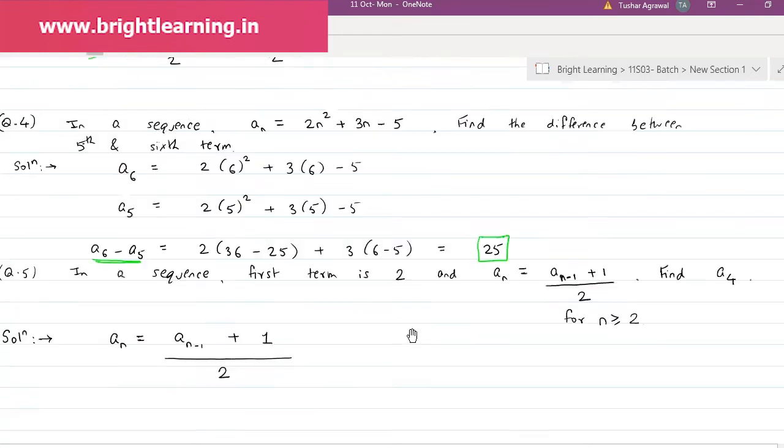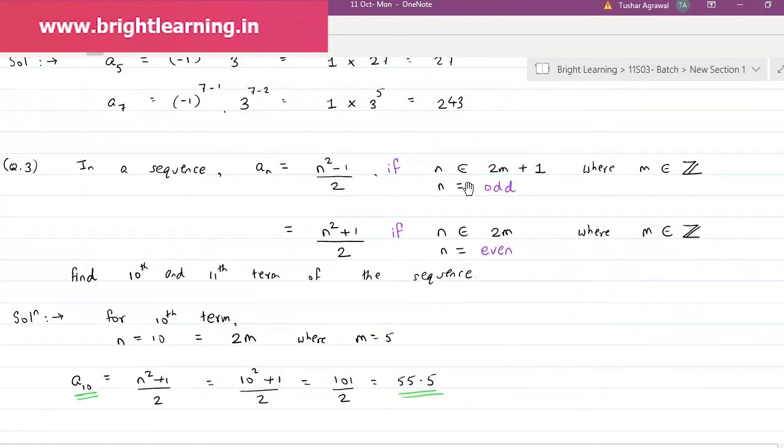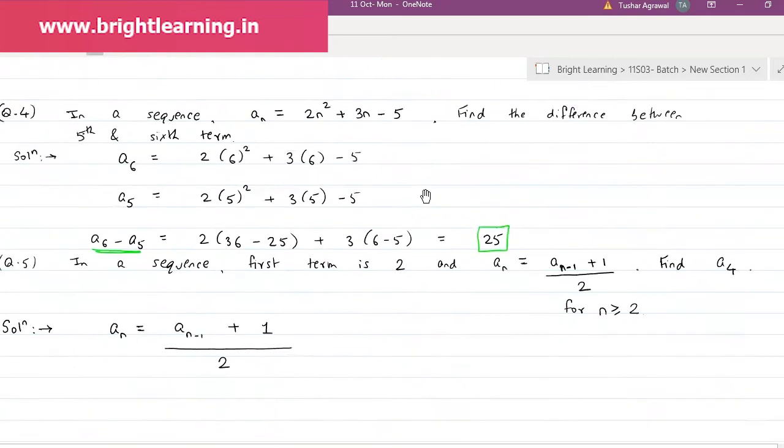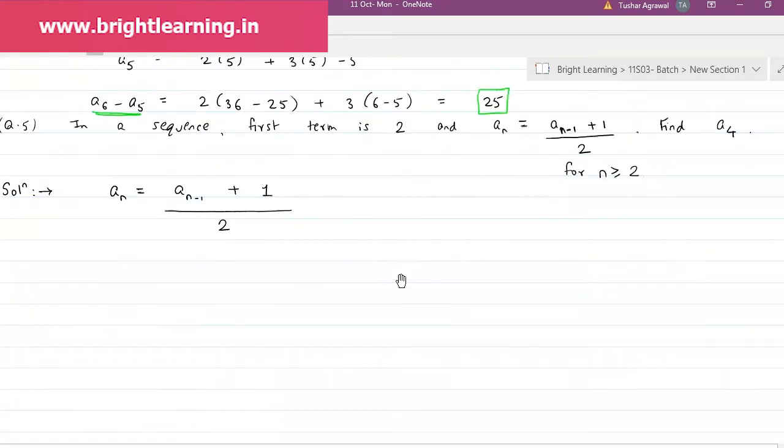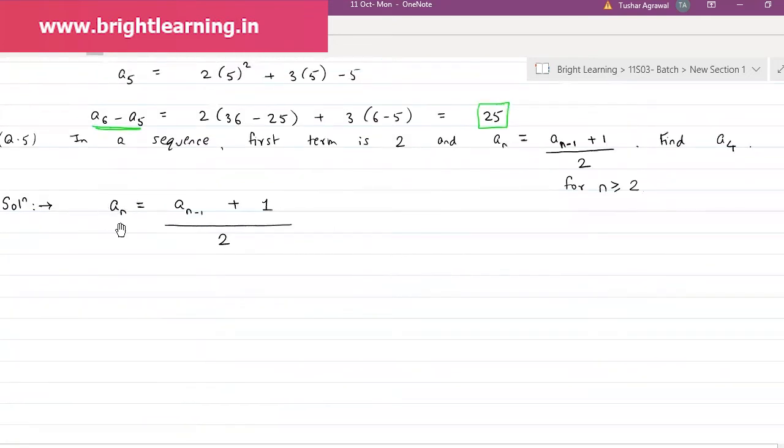Interpretation means something that we did in the previous question: n belongs to 2m plus 1, n belongs to 2m. The interpretation in your mind should go like this: n belongs to odd, n belongs to even. So this interpretation is something like: the nth term, any term of the sequence, is given by the previous term plus 1 upon 2.